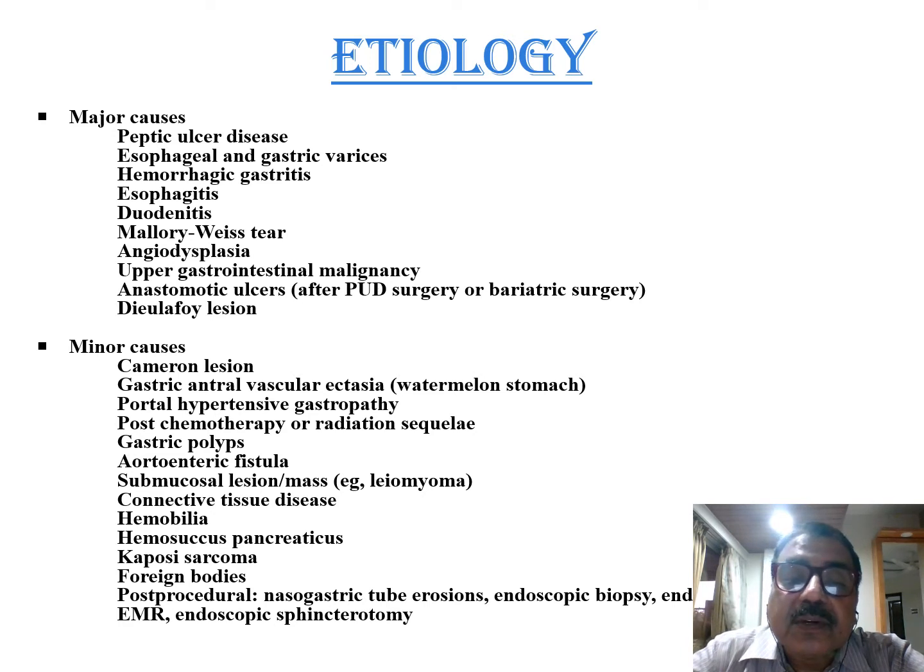Anastomotic ulcers, particularly post-PUD surgery ulcers and bariatric surgery ulcers, are also known, but they are common only in a small subset of the population, and these are the ones you have to be careful about. Then there are vascular ectasias, where there is a familial history. If you get a case-based scenario with familial history, this can come up. There are other small causes you have to be worried about.